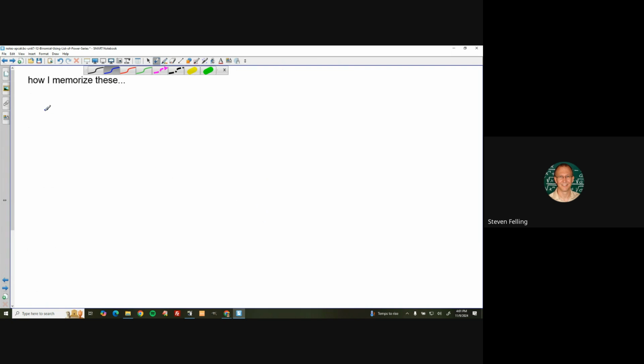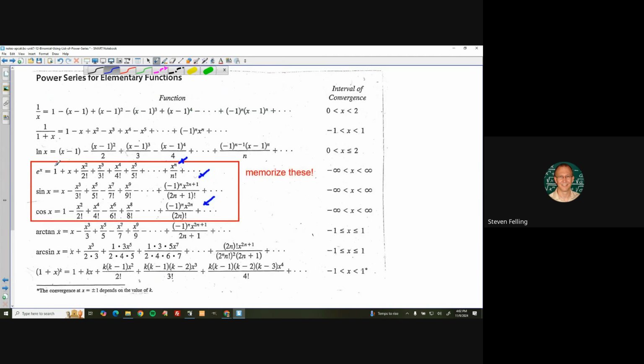I memorize e to the x. It's simply 1 plus x plus x squared over 2 factorial plus x cubed over 3 factorial plus x to the 4th over 4 factorial plus x to the 5th over 5 factorial, and so on, right? So it's really the most straightforward one. e to the x simply has every term: a constant, an x term, an x squared term, and the factorial on the bottom matches the degree. So it's perfect that way.